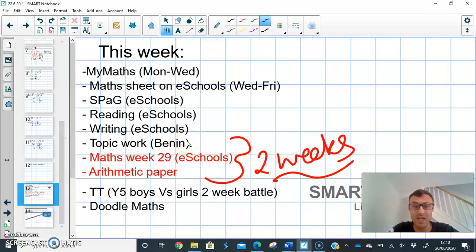So this week then we need My Maths in, please make sure you do it. Math sheet, which is on eSchools, your SPAG, reading, writing. Your topic work for Benin was optional, so you don't have to send that in. You've got 2 weeks starting this week for your Maths Week 29 sheet on eSchools and another arithmetic paper. That's some fantastic scores.